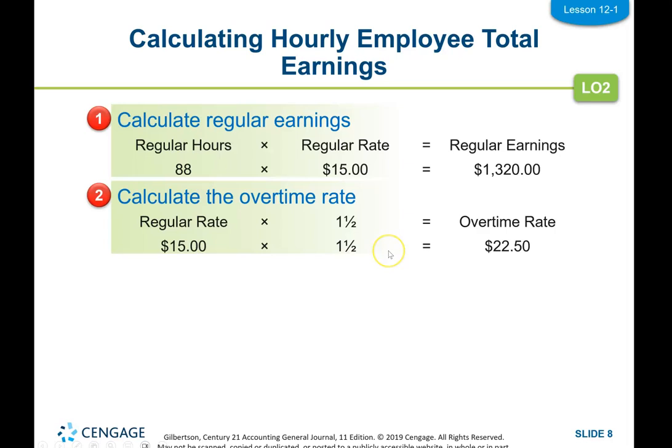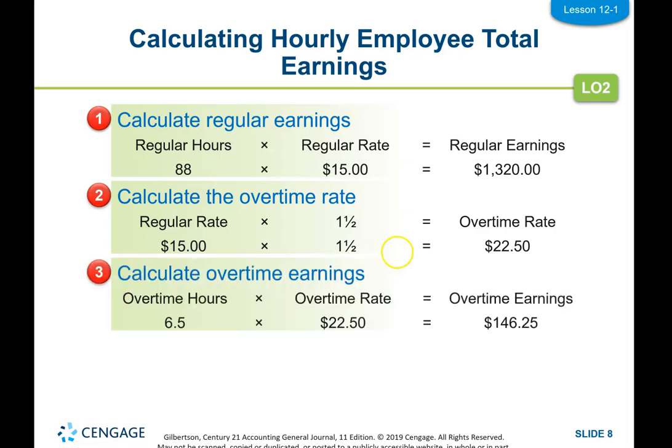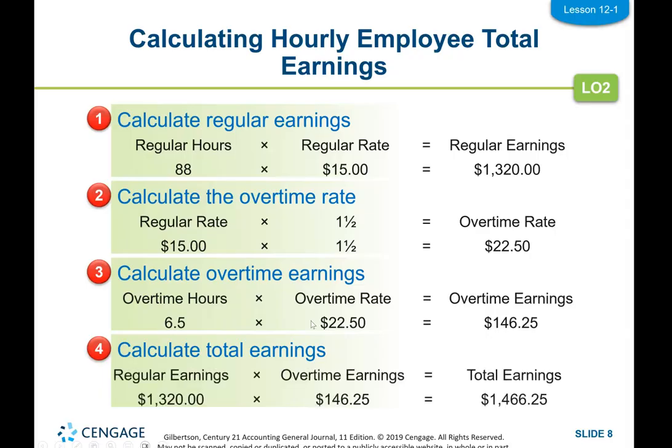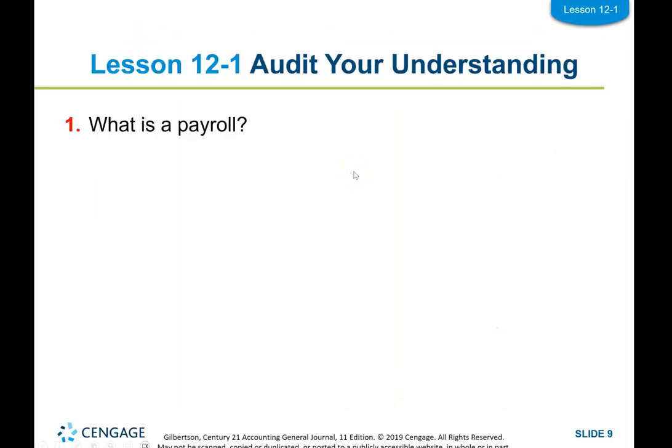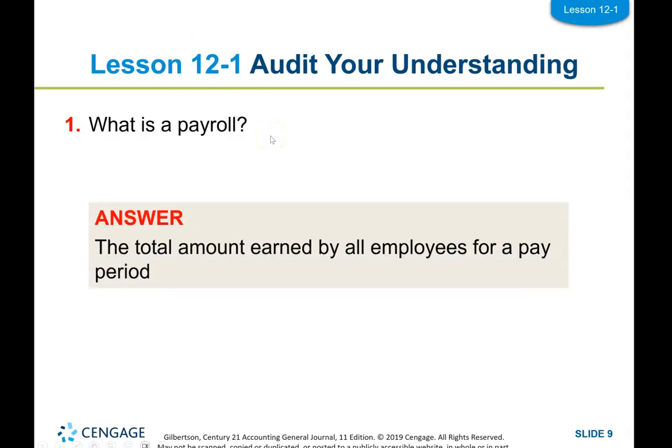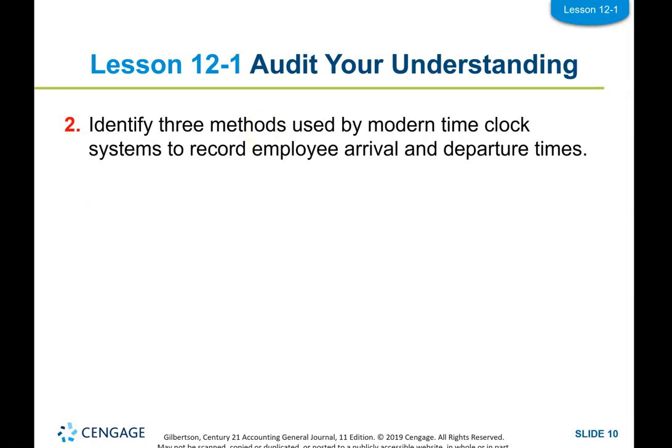Anyway, so you calculate the overtime rate, and then that'll allow you to calculate overtime earnings, and then you add everything up to get the total earnings for that employee for the given pay period. All right. So payroll, again, total of all money earned by employees for a pay period.